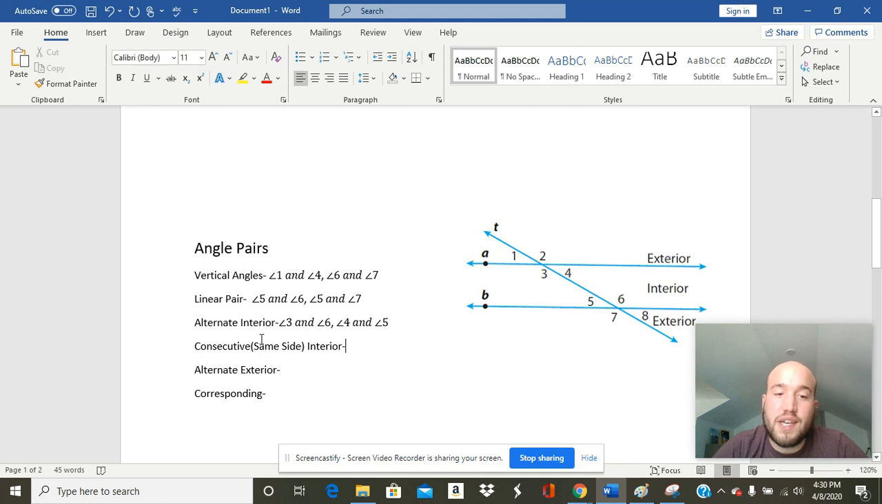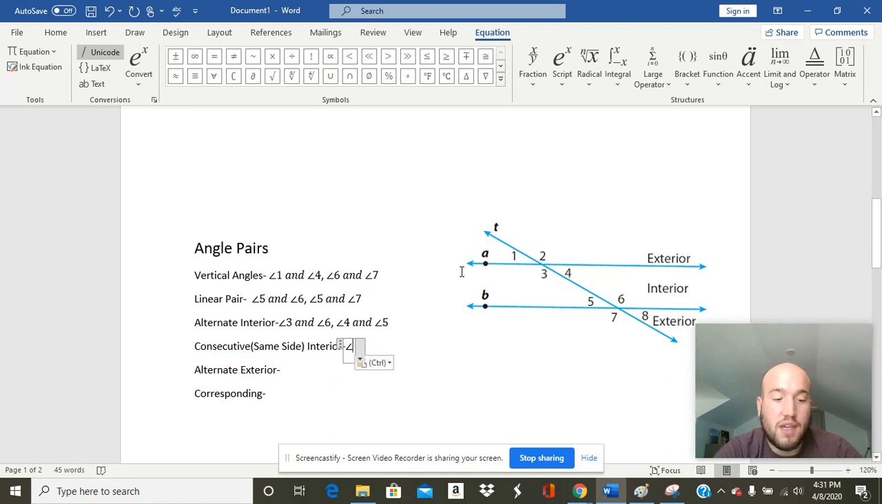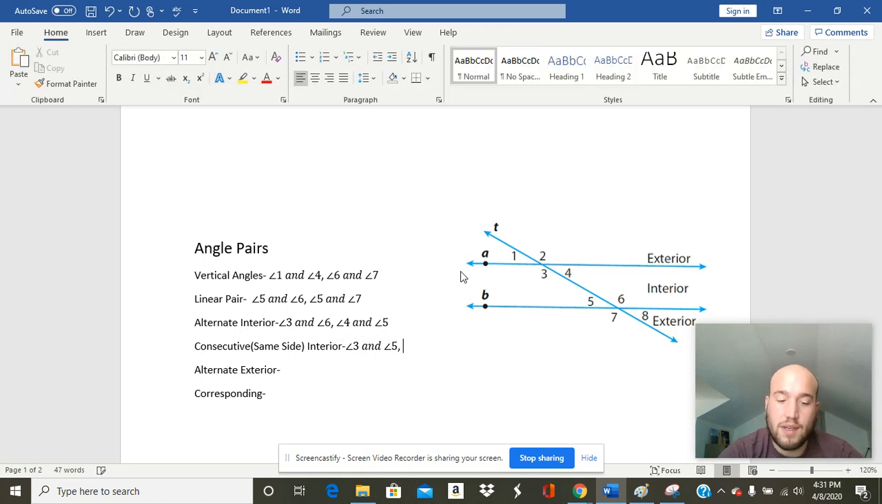So the next one, consecutive, which I have in parentheses here, same side. Okay, consecutive and same side mean the same thing for us. Consecutive and same side are going to be synonyms. So consecutive interior or same side interior. So they still have to be inside of the two parallel lines. And consecutive, remember, is one after the other. Now, I don't mean like 3, 4. Those are numbers that follow each other, but it's based on, are they on the same side of the transversal? So for us, it'd be angle 3 and angle 5. And then our other example would be angle 4 and angle 6.